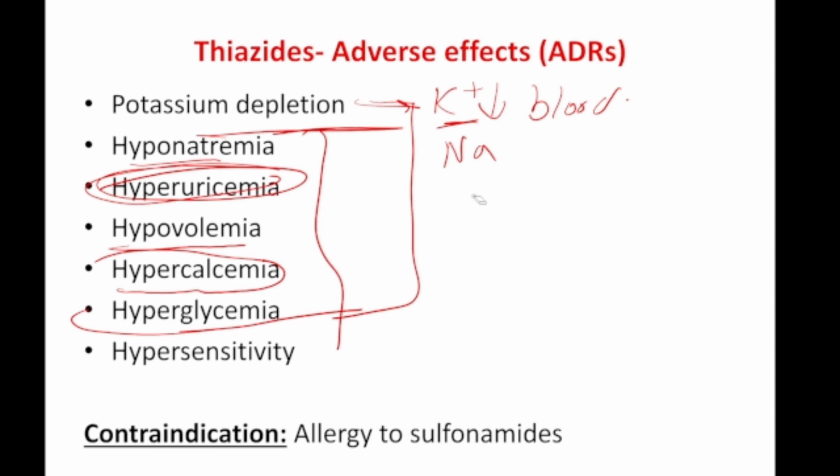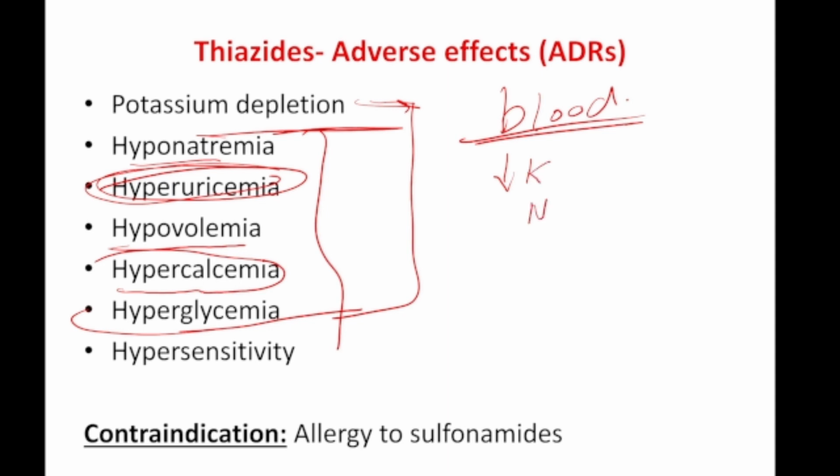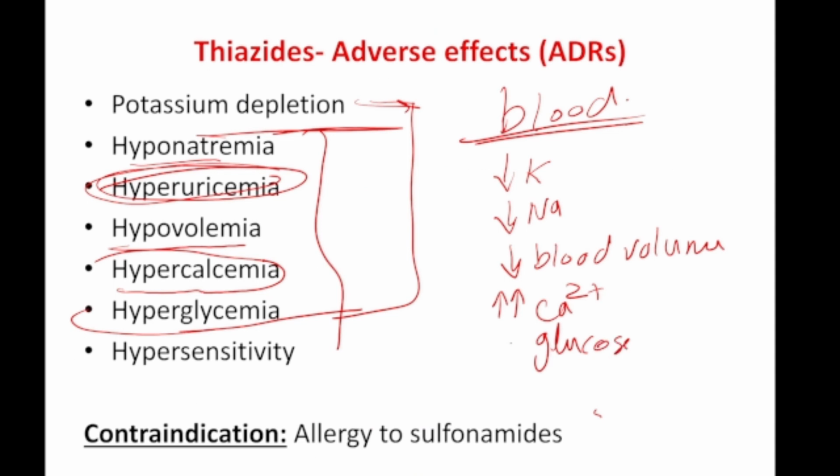So talking about the blood, what happened here? Okay, I will type here blood, and try to understand what happened to these ions. Potassium, decreased level. What about sodium? Decreased, because this medication eliminates it. What about blood volume? Hypovolemia. Okay, what about calcium? You tell me about this one. In the blood, what happened? Hypercalcemia, increased level of calcium. What about the glucose? Hyperglycemia.